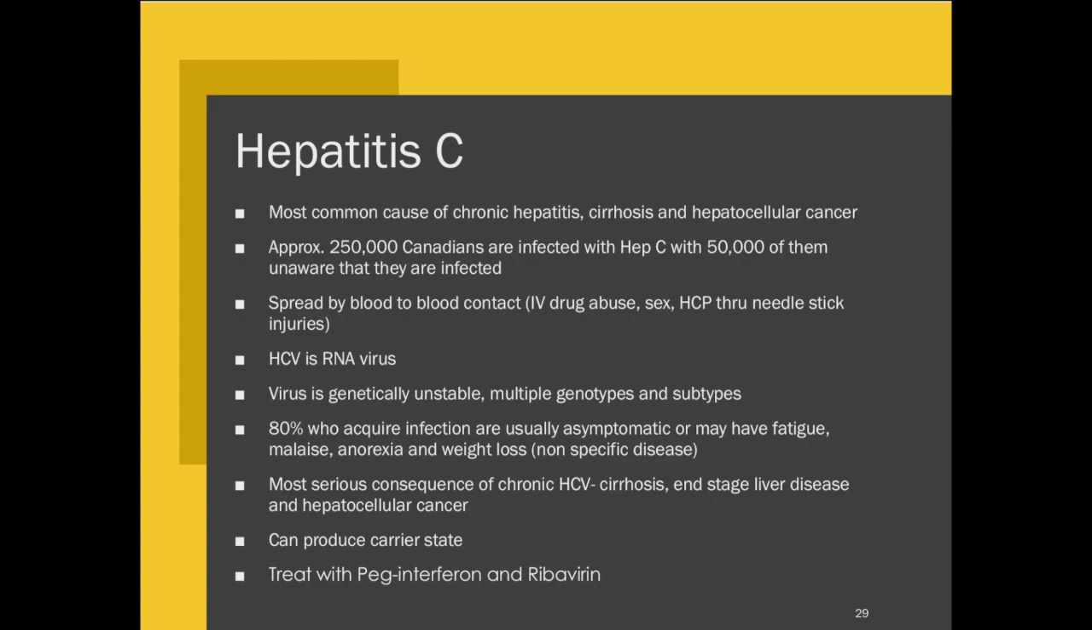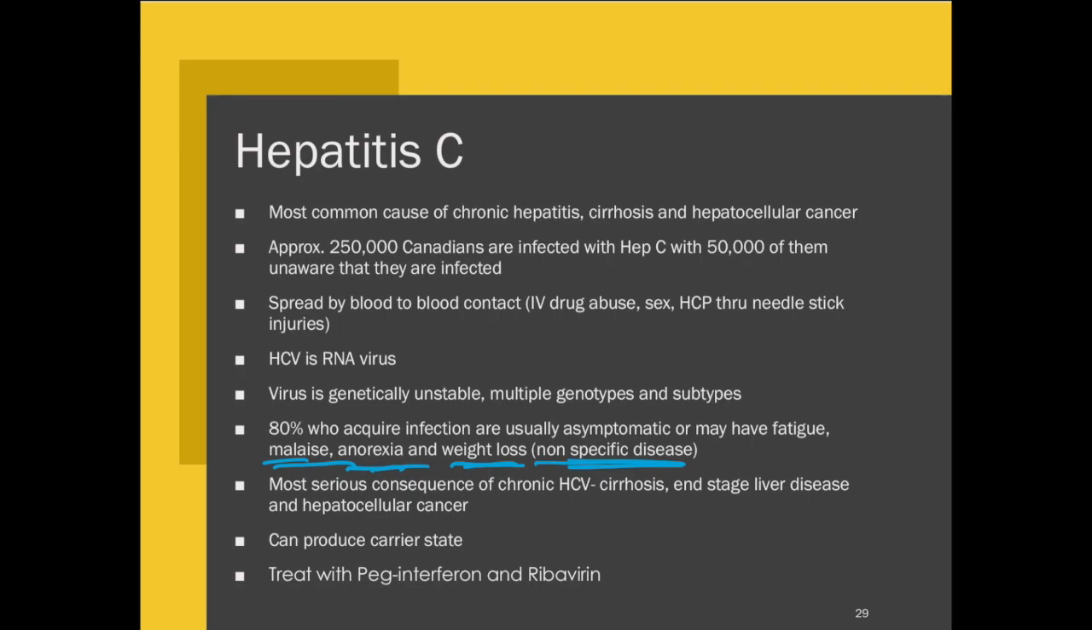Hepatitis C is the most common cause of chronic hepatitis, and that's including the cirrhosis that occurs and then hepatocellular cancer that occurs after the hepatitis as well. There are a lot of people who are infected with hepatitis C. It's an RNA virus, which you don't really need to know. A lot of people will be asymptomatic or have those general malaise, anorexia, weight loss. Again, those non-specific symptoms. A lot of people who have hepatitis C really don't even know that they have it.